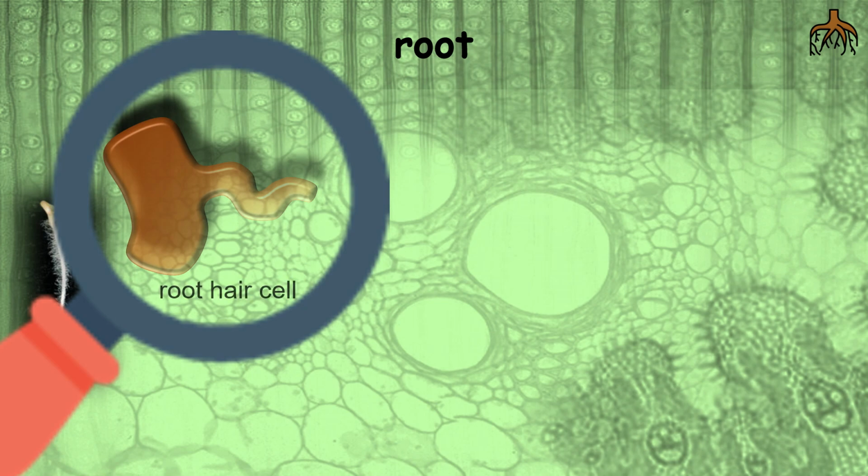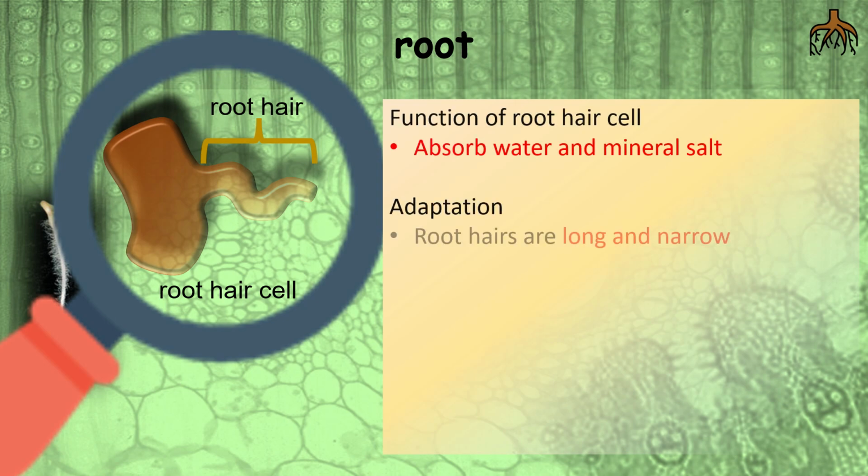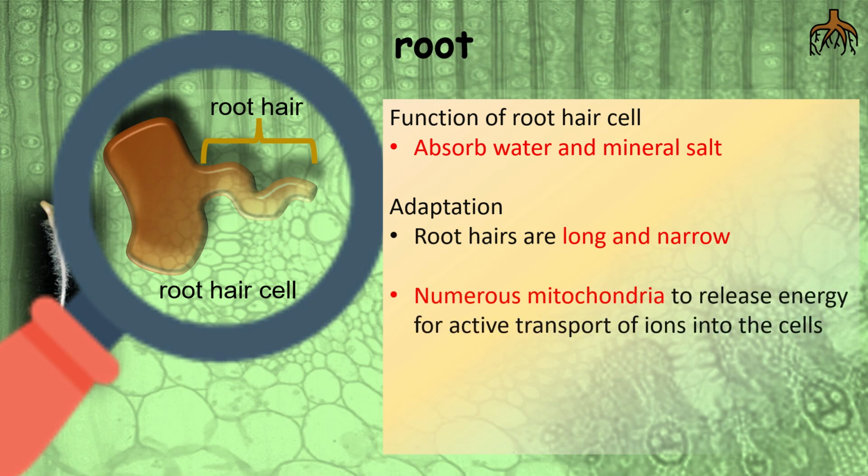This is a root hair cell. The extension is known as the root hair. The root hair is long and narrow, increasing its surface area for the absorption of water. The numerous mitochondria will help to release energy for active transport to pump ions or mineral salts into the cells.